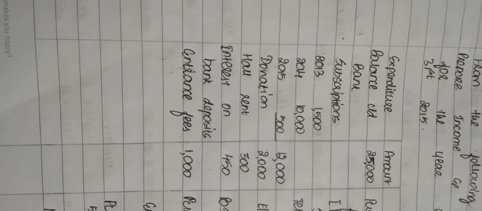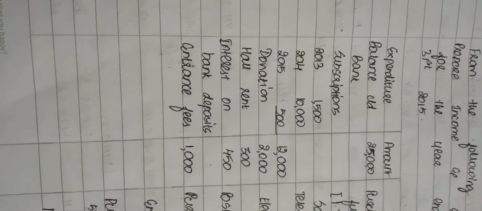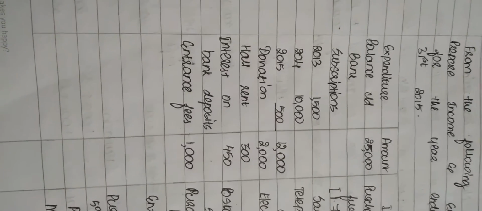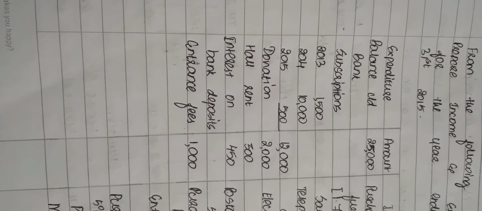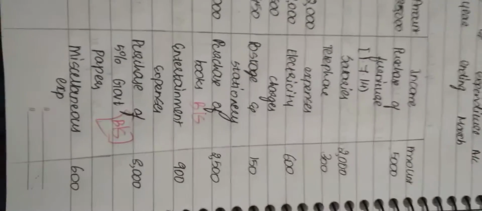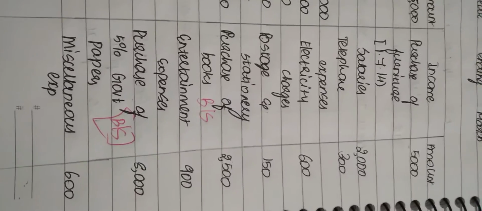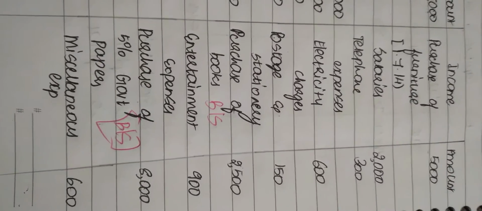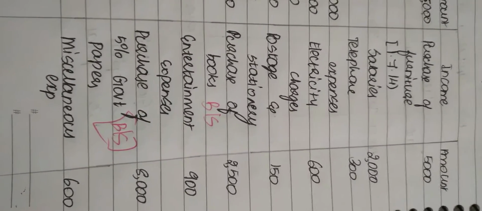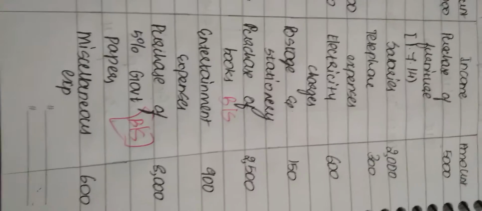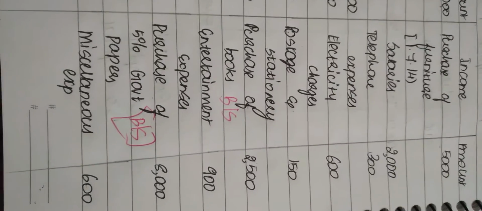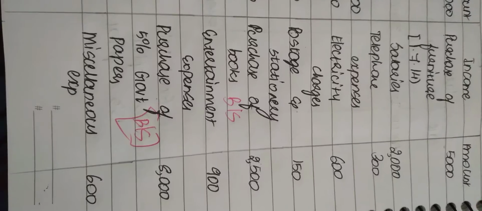So you have the expenditure amount. In expenditure, balance carried down, bank, and subscriptions for the 3 years are given. Donation, hall rent, interest on bank deposits, and entrance fees are given. Next, coming to the income side: purchase of furniture, salaries, telephone expenses, electricity charges, postage and stationery, purchase of books, entertainment expenses, purchase of 5% government papers, miscellaneous expenses.